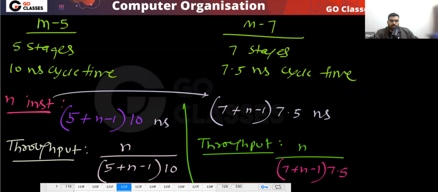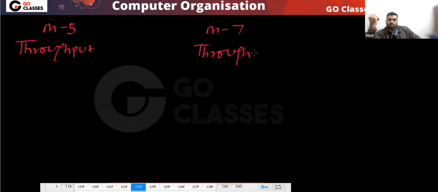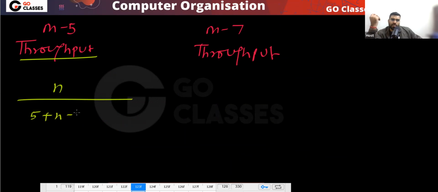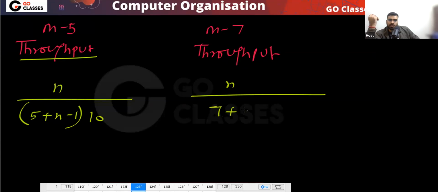Now you tell me which has better throughput. If you consider the number of instructions to be large, which has better throughput, this M5 throughput or this M7 throughput? M5 throughput is n instructions you are doing in this much amount of time. Here also, n instructions in this much amount of time.